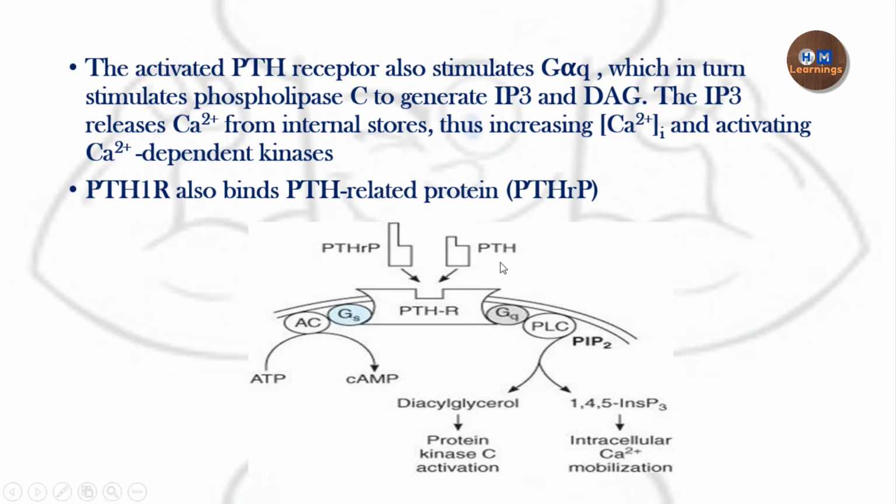So when the parathyroid hormone comes and binds to the parathyroid receptor, the Gs will activate, adenyl cyclase will also get activated, and there will be a conversion of ATP to cyclic AMP. It will then activate protein kinase A, which will phosphorylate many proteins to bring about the physiological action. Simultaneously, there will also be the activation of Gq, which causes the activation of phospholipase C, and it will form DAG and IP3.